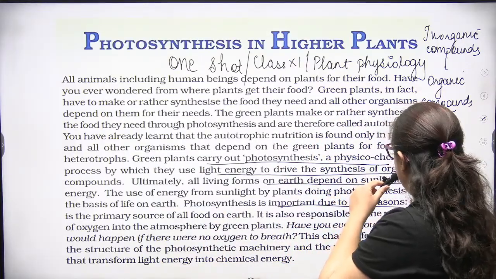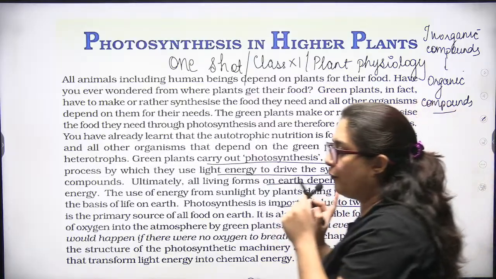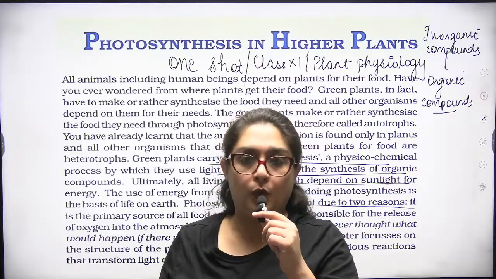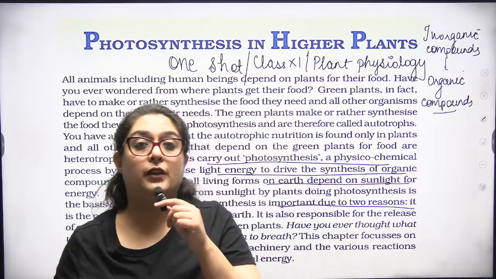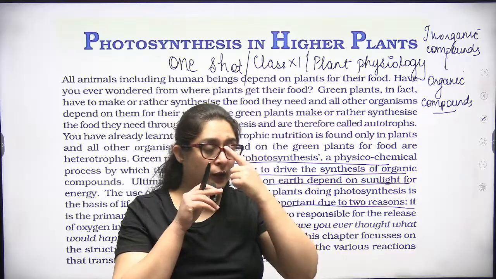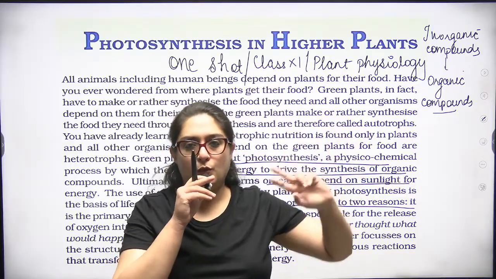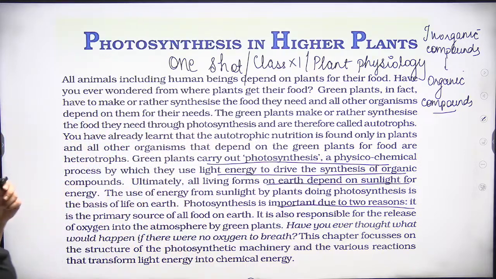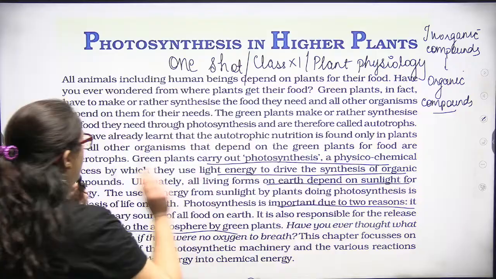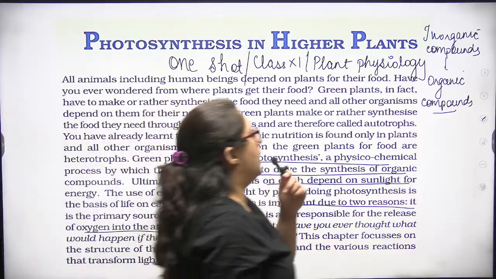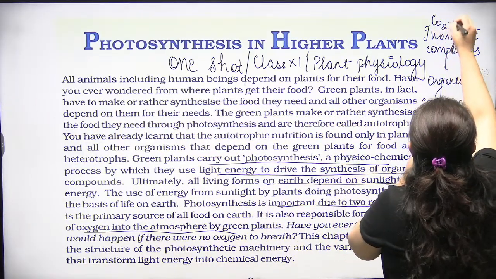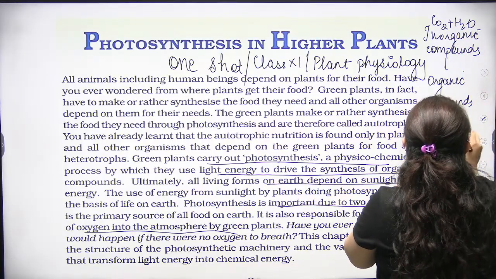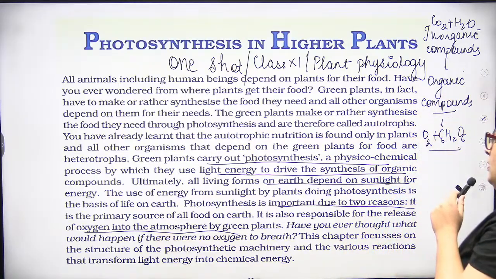Photosynthesis is important due to two reasons. It is the primary source of all food on earth. On earth, it is the producers who are manufacturing food. So the food is now going to be exchanged with the other organisms in the form of energy. It is also responsible for the release of oxygen into the atmosphere by the green plants, because here CO2 plus H2O is used, and oxygen plus organic food is formed.